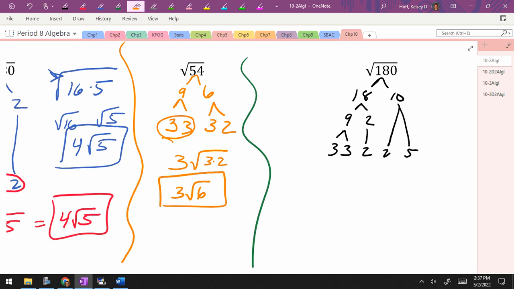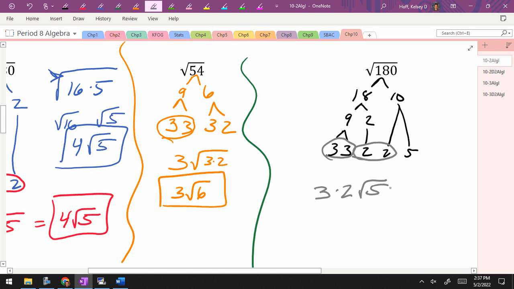Okay, so I have 2 3's. I write it down one time. They broke out of jail. I have 2 2's. I write it down one time. They broke out of jail. 5 doesn't have a buddy. He's stuck. 3 times 2 is 6 times the square root of 5. That is what you should get.